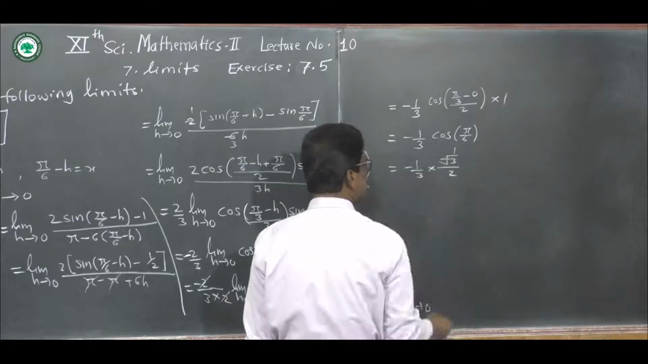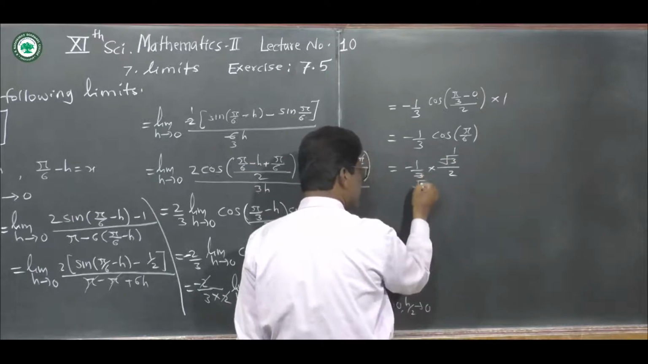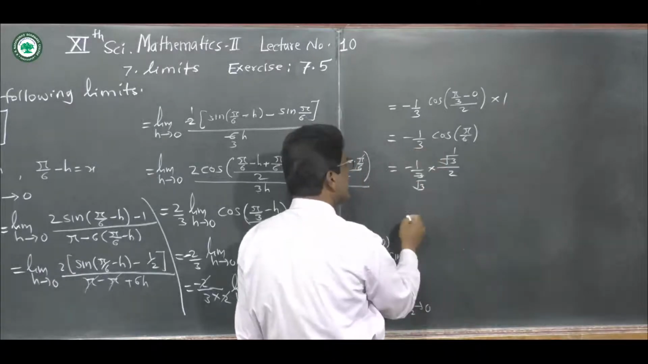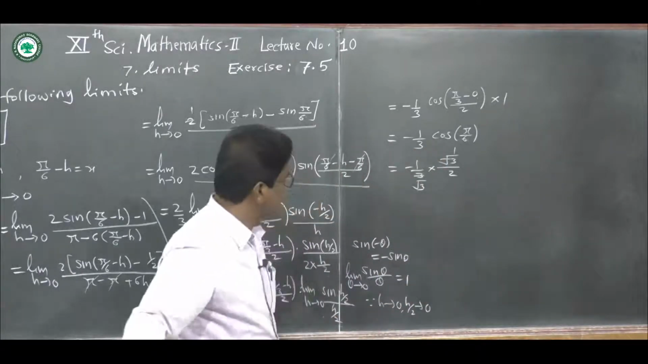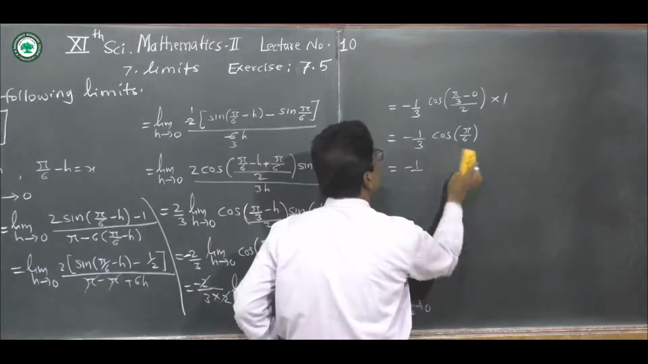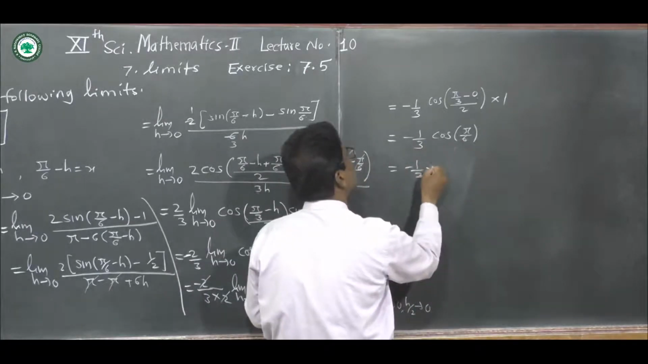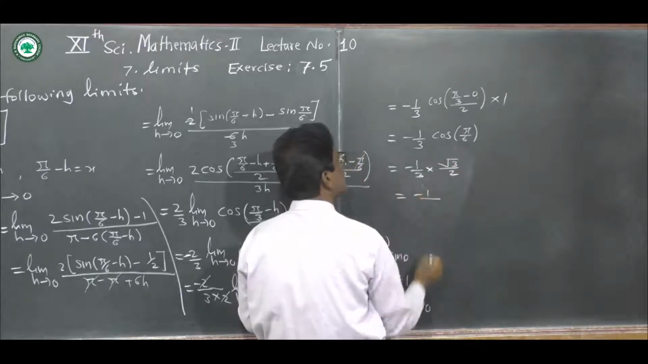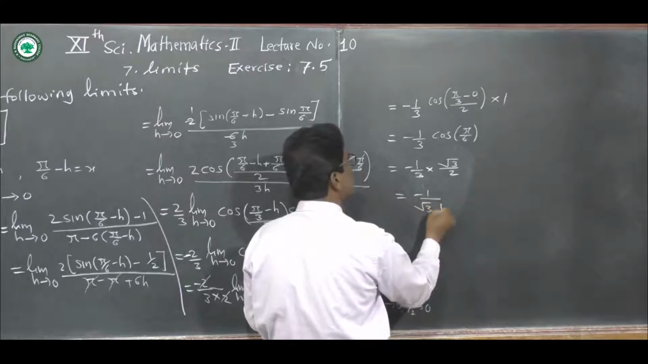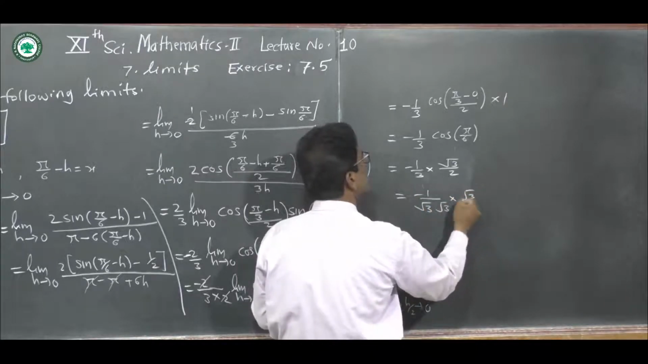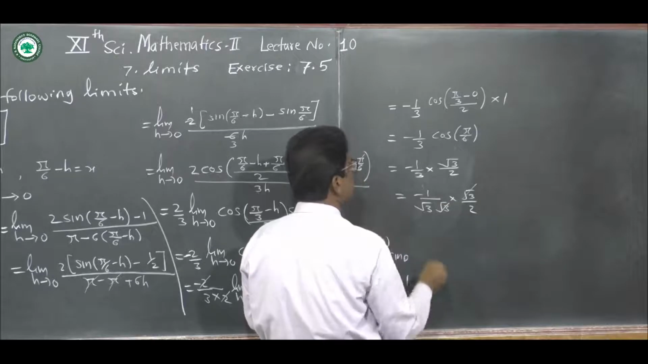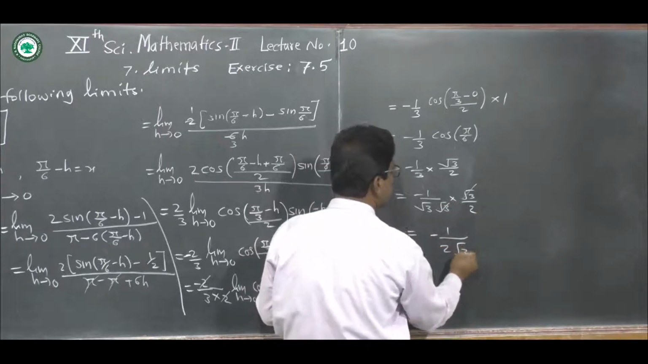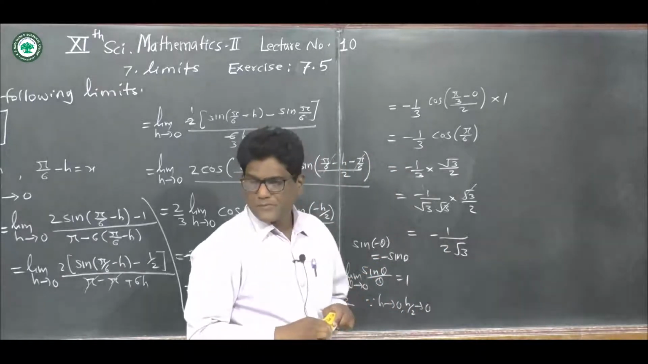Now root 3 ones are root 3 and root 3. Or we may write here 3 as root 3 into root 3. One root 3 gets cancelled. That is here minus 1 upon 3 into cos of pi by 6 is root 3 upon 2. So it is equal to minus 1 upon, we write this 3 as root 3 into root 3, into root 3 upon 2. This root 3 and root 3 get cancelled. So minus 1 upon this 2 into root 3 is the final solution.